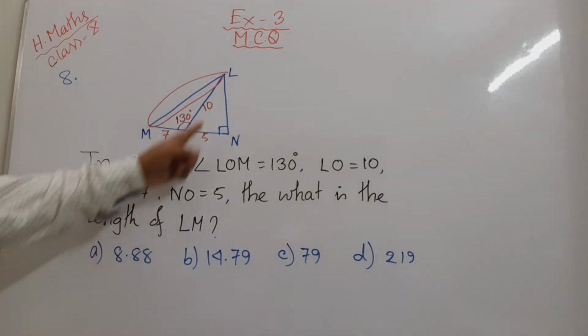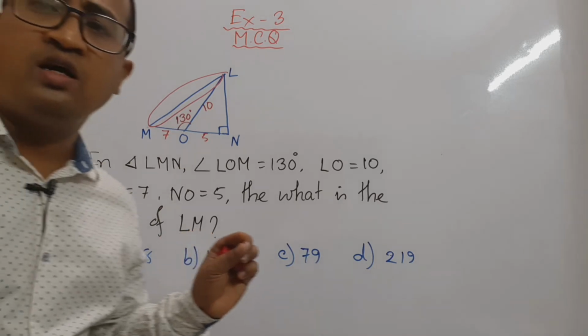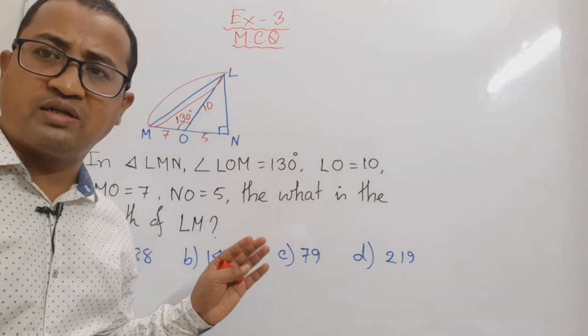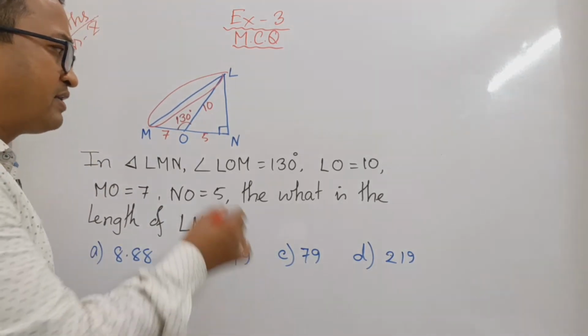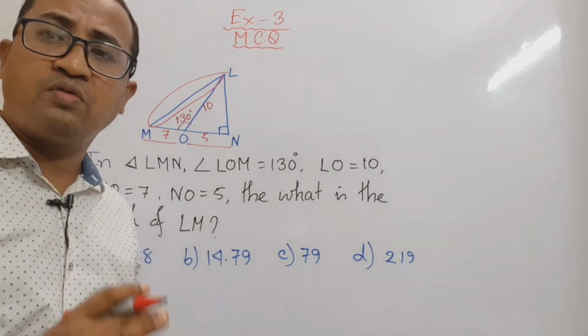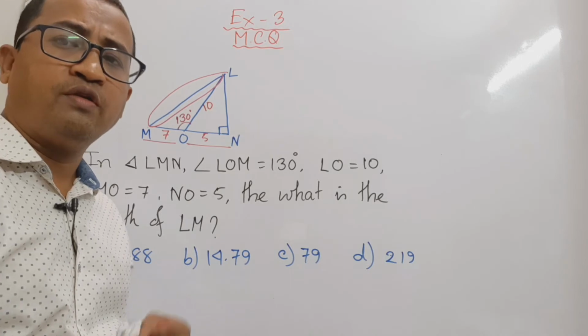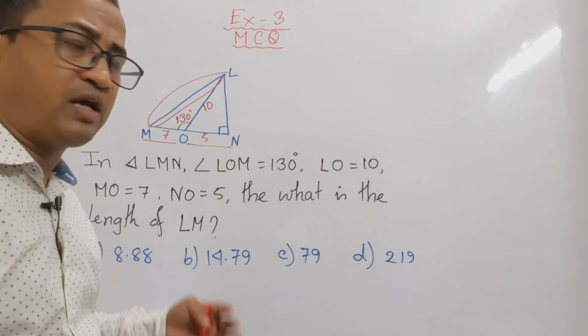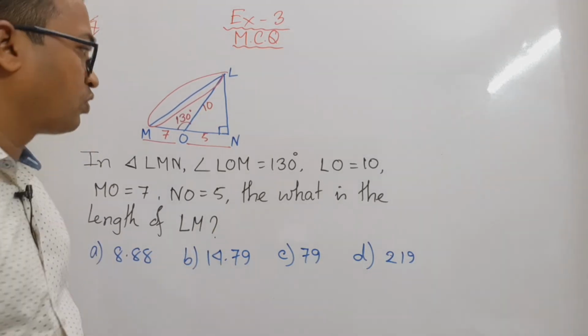Now here LM is not the median. It is not mentioned over there. Since these two are not equal, LM is not the median. So we will find out the value of LM in another way.